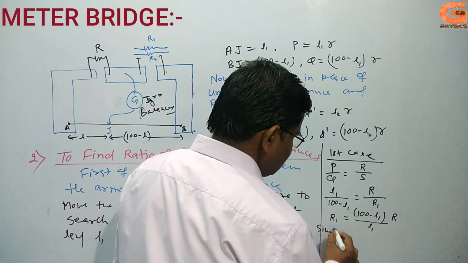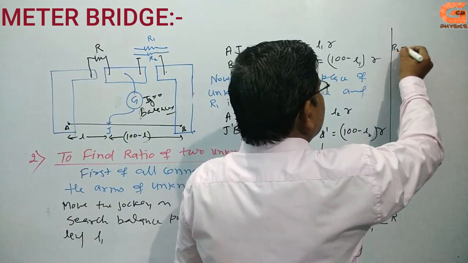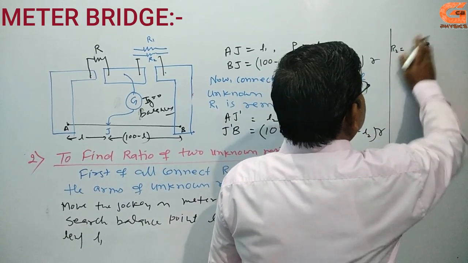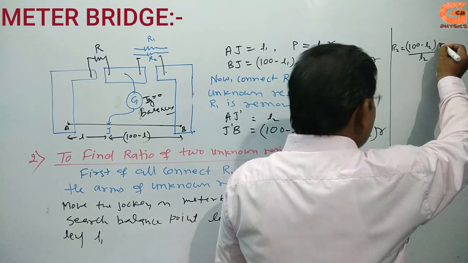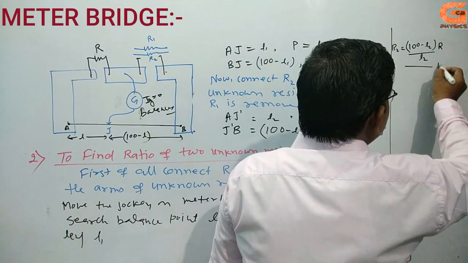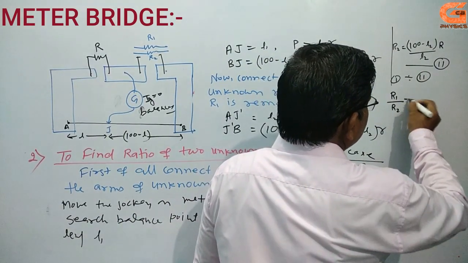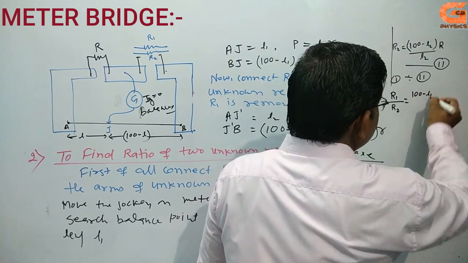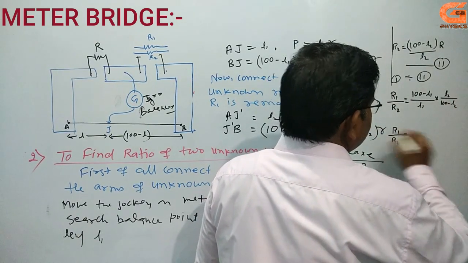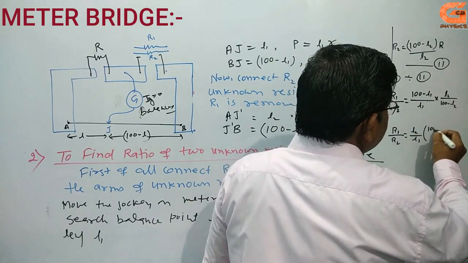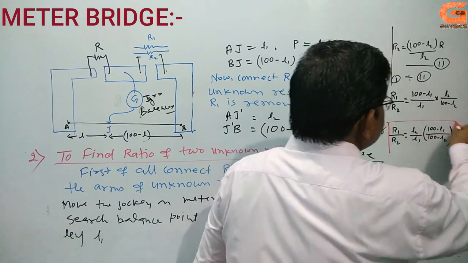Similarly, R2 is equal to 100 minus L2 by L2 into R again. Okay, then dividing equation 1 and 2, R1 by R2 is equal to 100 minus L1 by L1 by 100 minus L2 by L2, and arranging this, R1 by R2 is equal to L2 by L1 into 100 minus L1 by 100 minus L2. This equation gives the ratio of unknown resistance.